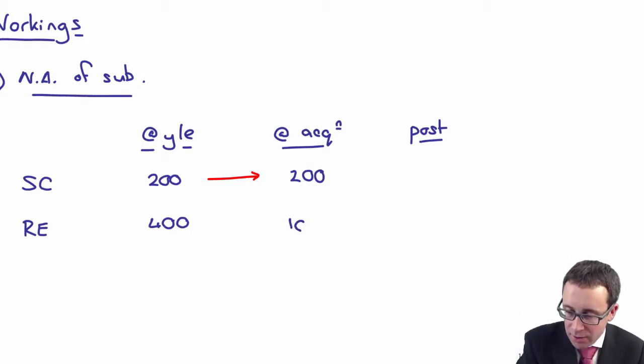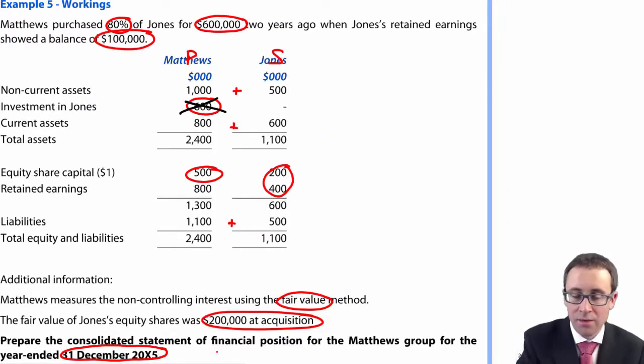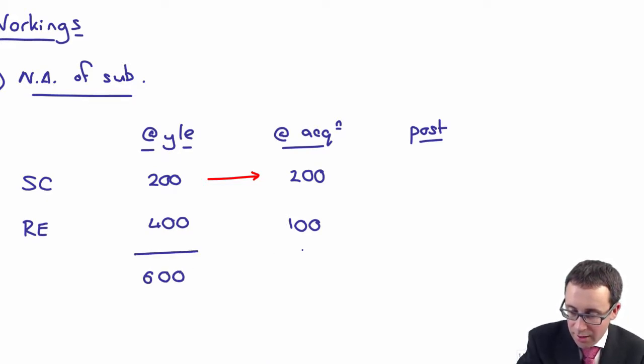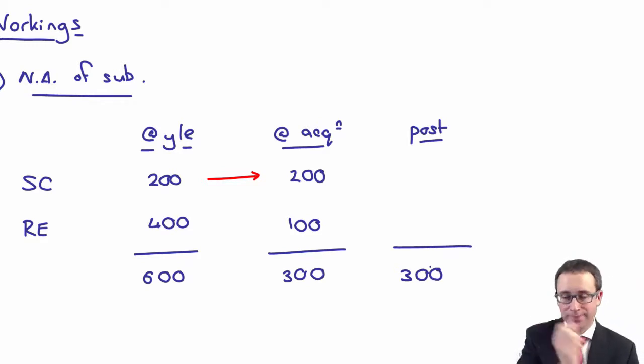The retained earnings at the date of acquisition, I think, were 100. Were they? Yes, they were. You can see them there, right at the very top, can't you? Okay, all done, all good so far. And there's no funky adjustments just as yet. So we have, is it 600 at year end, 300 at acquisition. The post-acquisition movement is 300, isn't it? Okay, excellent. Everybody happy with that?